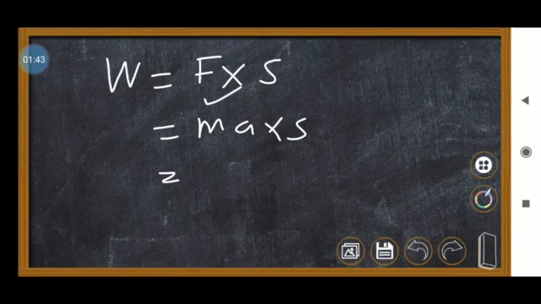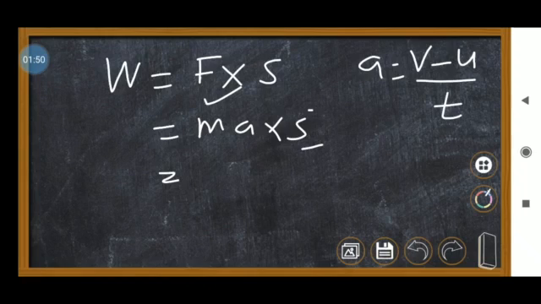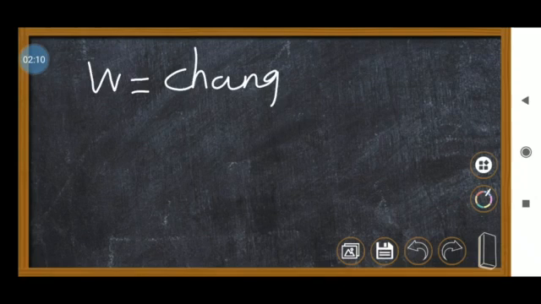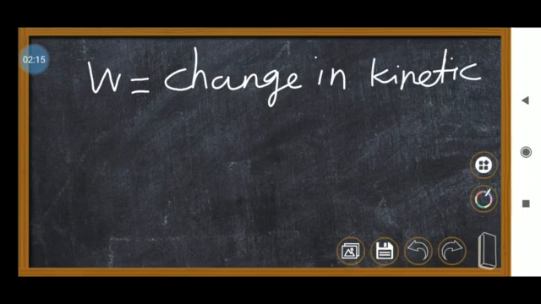So mass they gave, acceleration, what's that formula? Acceleration is v minus u divided by time. Yes, but displacement they didn't mention, and the time for acceleration they didn't give. Then how, sir, can we calculate the work done? Because of some force, there will be some change in velocity, no? So work done is equal to the change in kinetic energy. So from this we can find the value.